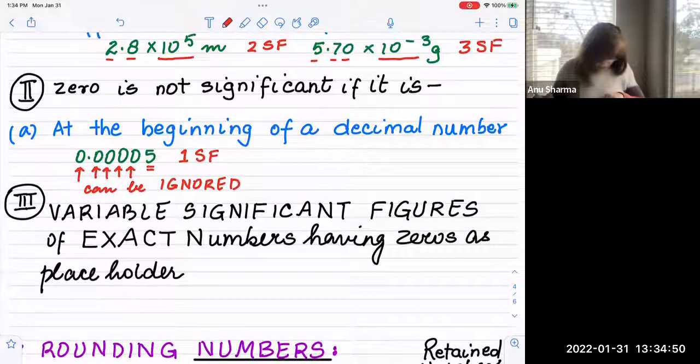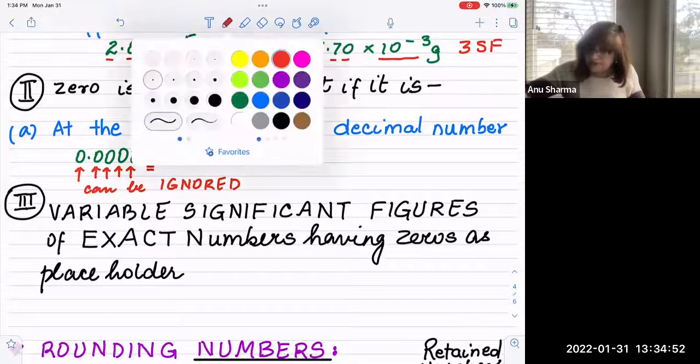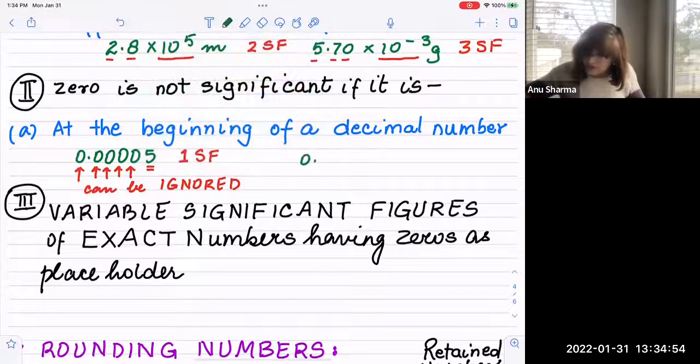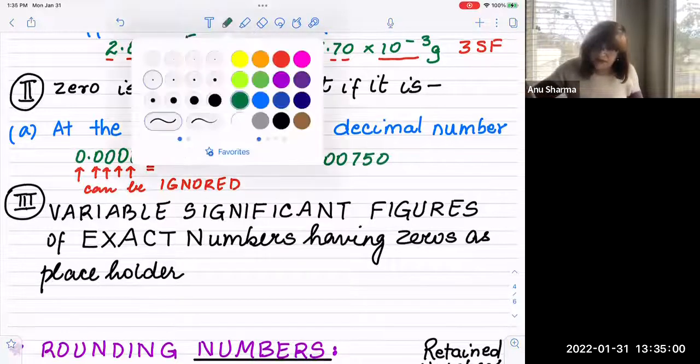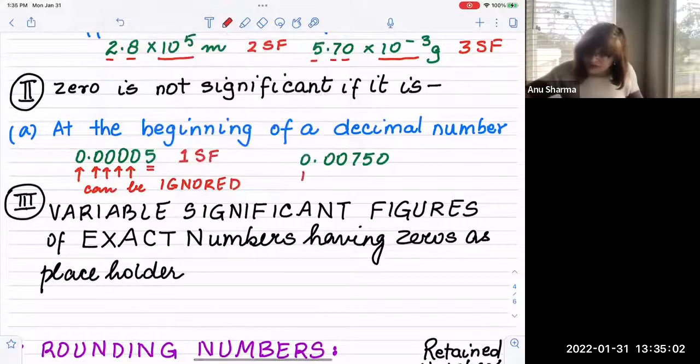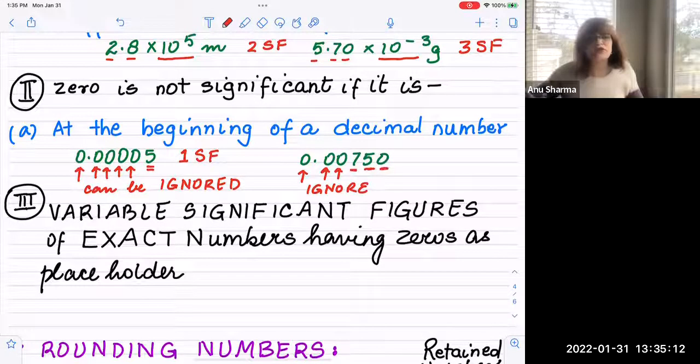For example, if you have a number like 0.00750, remember, there's a decimal. So the leading zeros are dropped, ignored. But because there is a decimal, this last 0 will be counted. Okay, so this is 3 significant figures.